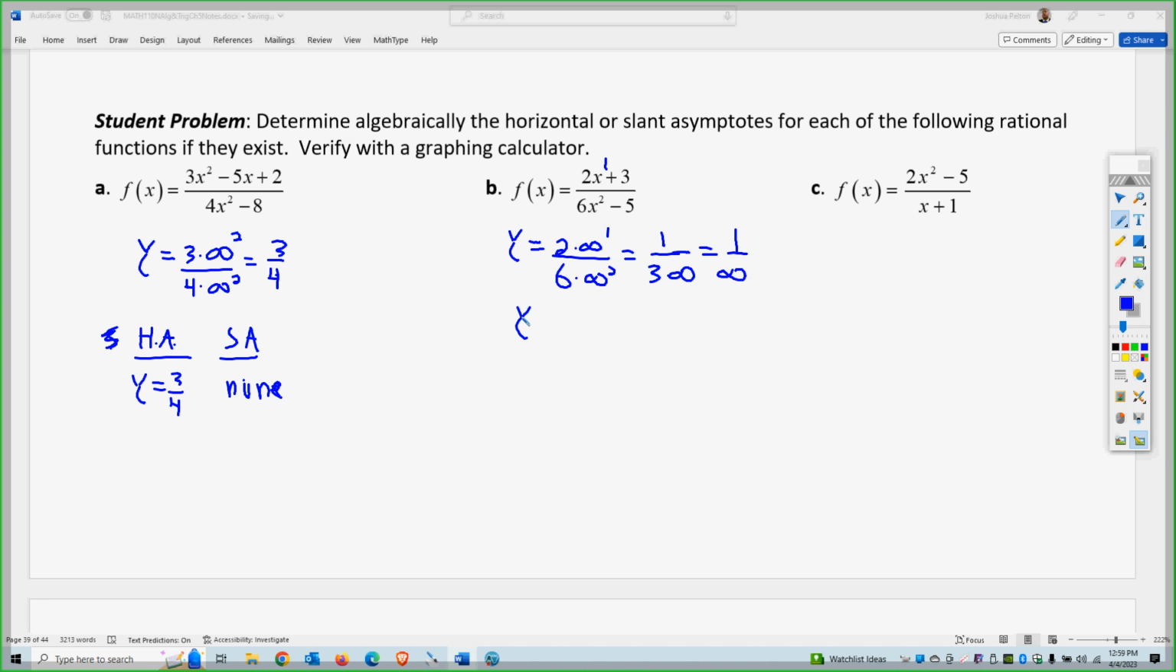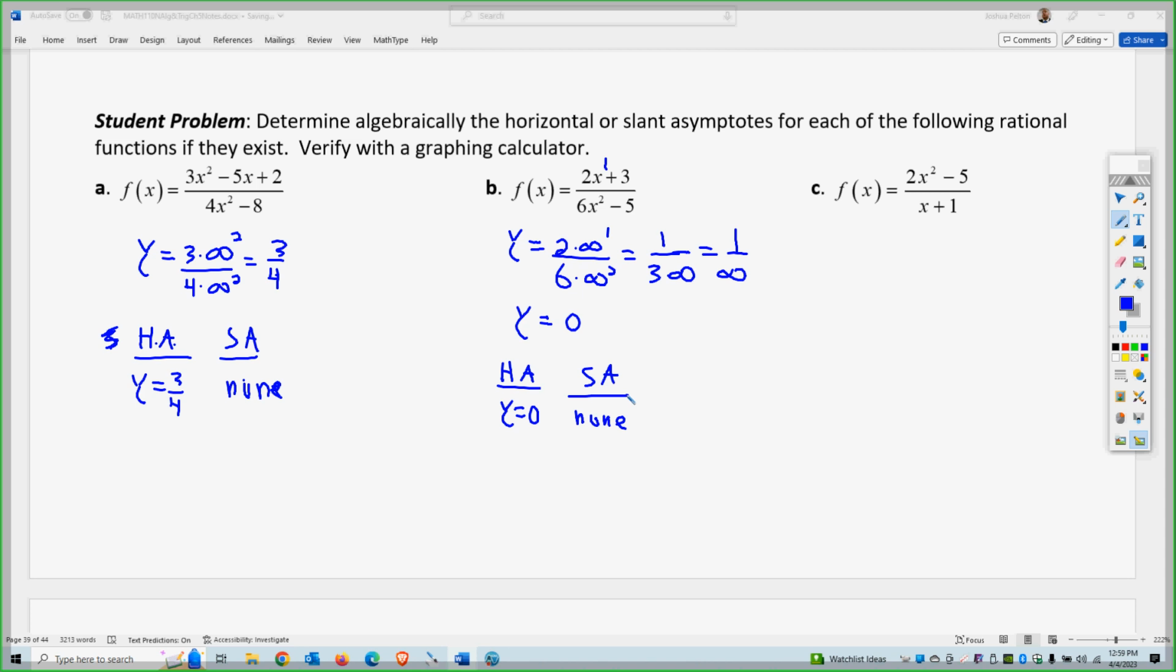But any number divided by infinity is 0, right? Because you're blowing it up, you're putting an infinite number of pieces. So my horizontal asymptote is y equals 0, and my slant asymptote is none. We don't have one. You have one or the other.